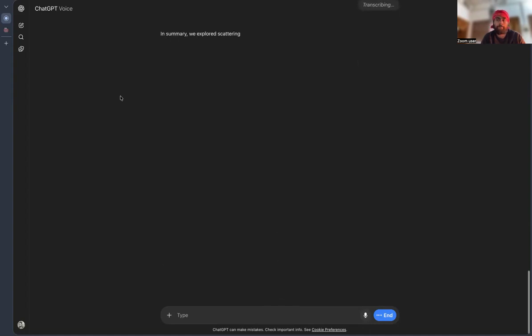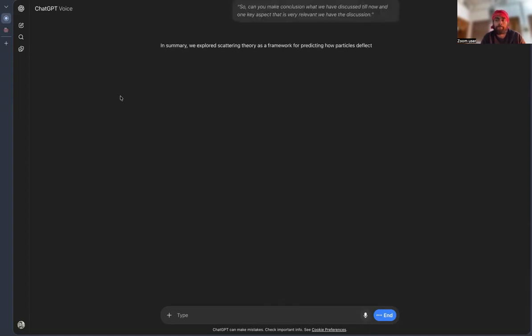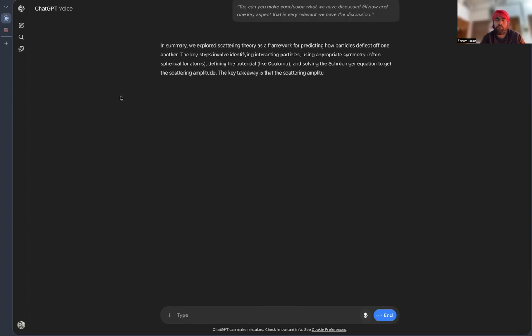In summary, we explored scattering theory as a framework for predicting how particles deflect off one another. The key steps involve identifying interacting particles, using appropriate symmetry, often spherical for atoms, defining the potential, like Coulomb, and solving the Schrödinger equation to get the scattering amplitude. The key takeaway is that the scattering amplitude encodes the probability of different outcomes, whether particles scatter or even bind. That amplitude is our bridge between the physical interaction and what we measure in experiments.